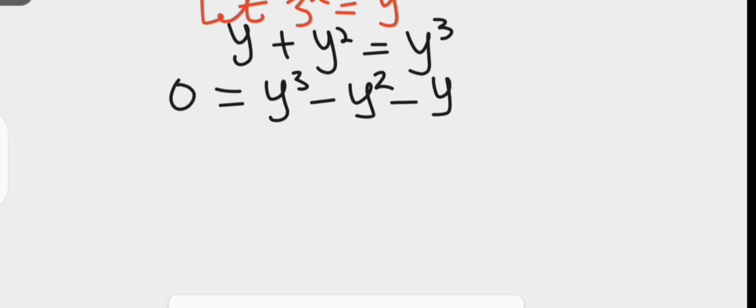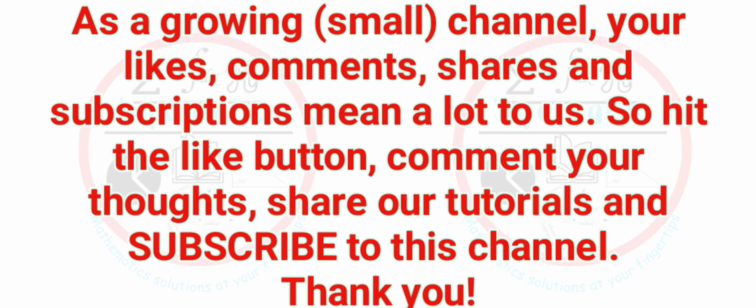Then subtracting y and y squared from both sides, on the left hand side we have 0, 0 equals y raised to power 3 minus y raised to power 2 minus y, which we can also write as y raised to power 3 minus y squared minus y equals 0.